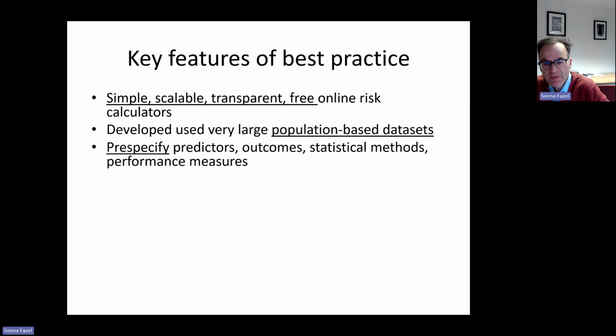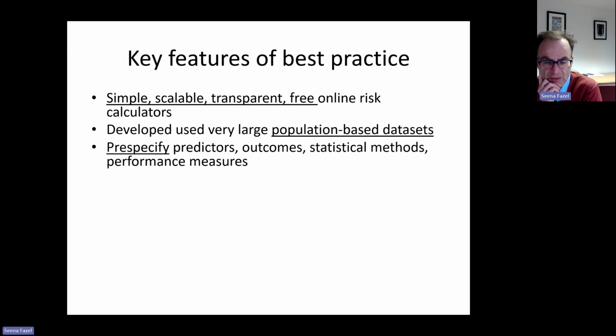So the key features of these tools and the rest of medicine is they're simple, scalable, transparent in terms of what goes into them, and what effect they have, so you can see the risk factors and the effect sizes of these different risks. And they're free to use, and they're online. And they've been developed using very large population data sets.